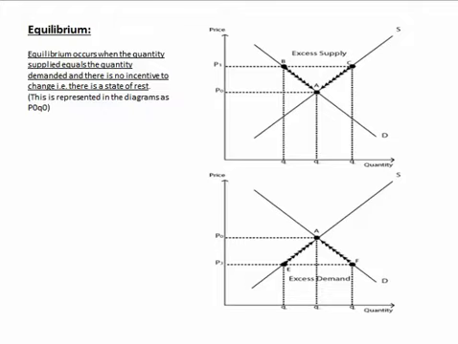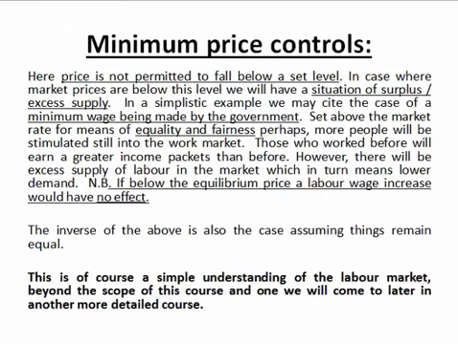Often in today's economy, governments will attempt to interfere with the market mechanism. There are many reasons cited for this. However, regardless of motivation, this often results in minimum or maximum prices being made as a means of price control. Minimum price controls. Here the price is not permitted to fall below a set level. In the case where market prices are below this level, we will have a situation of surplus and excess supply.